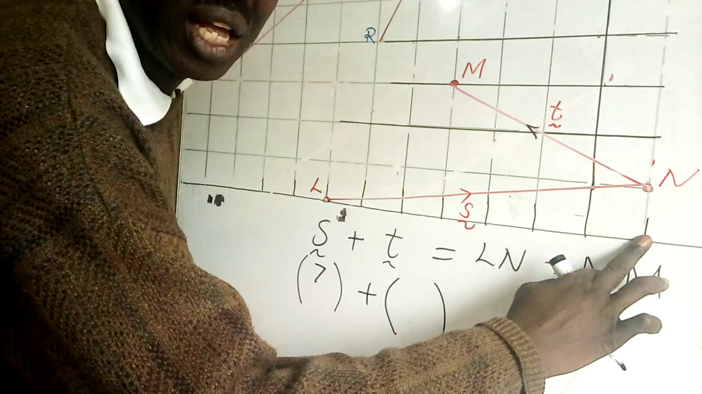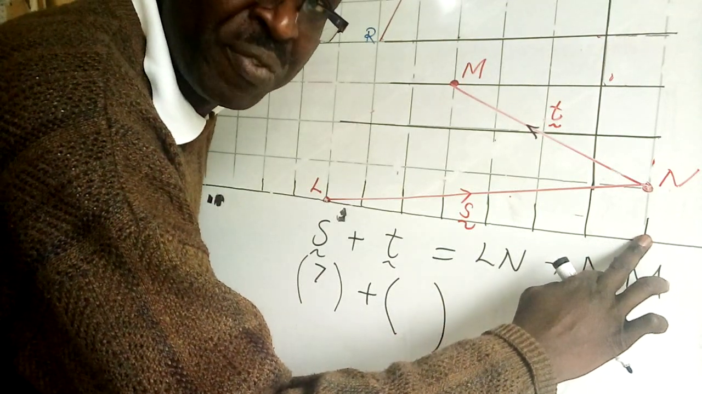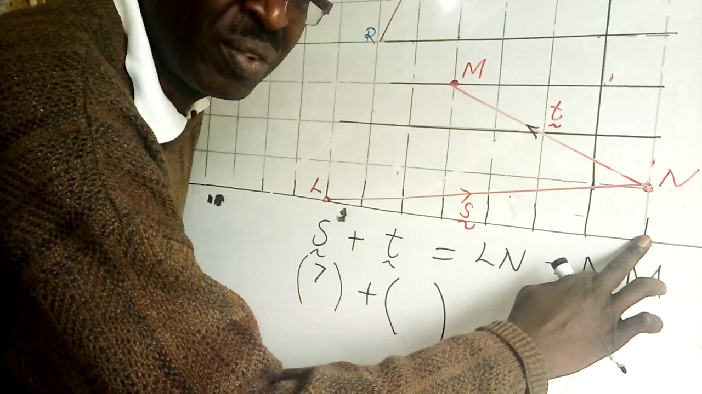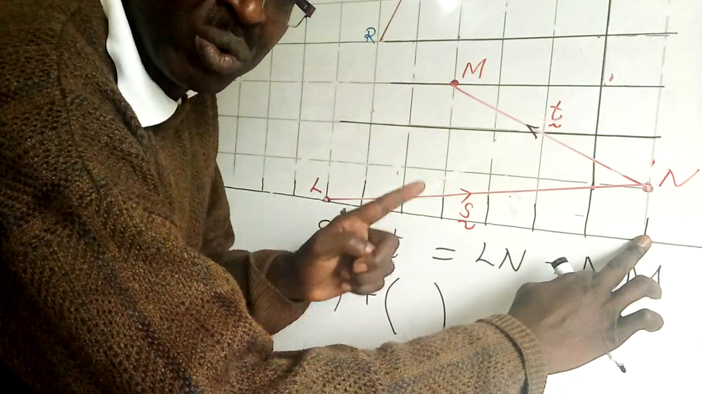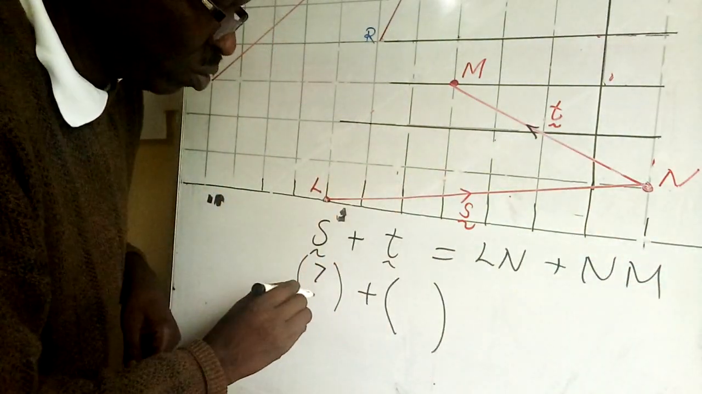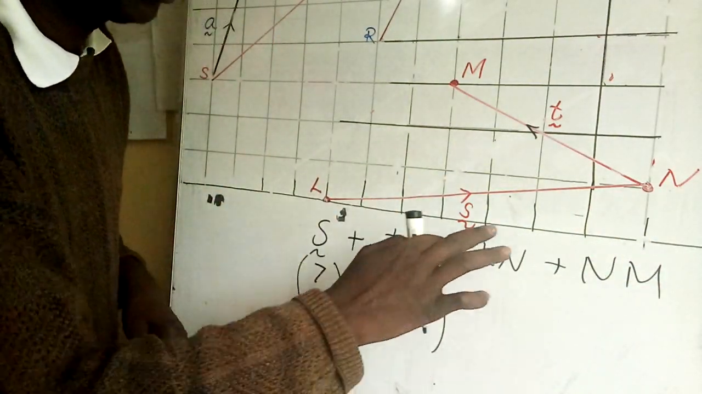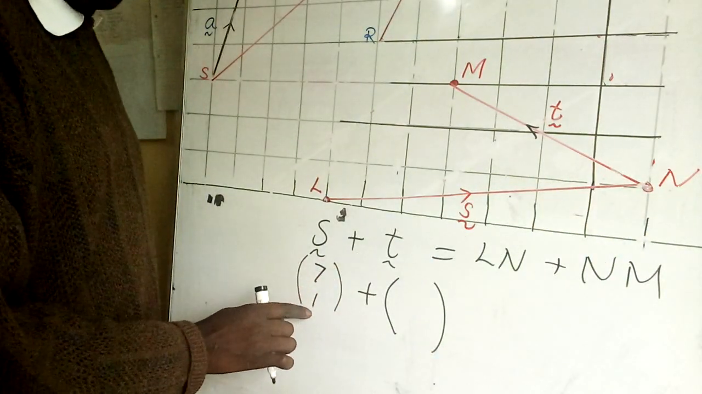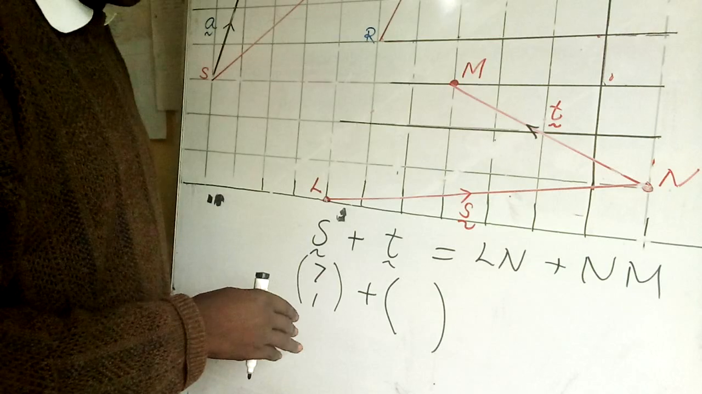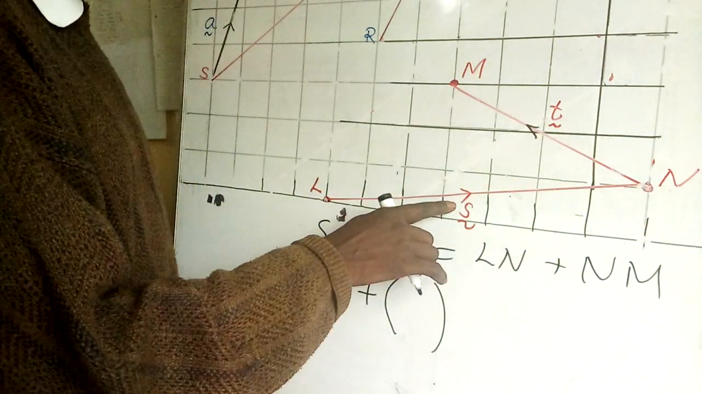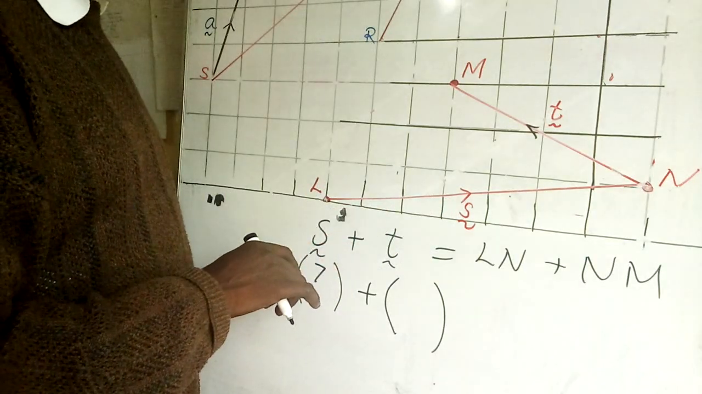Now I'm here. If I reach this point, the next question you ask yourself, will you go up or down? I can't go down because N is up. So I go up by 1 step. I'm already here. So this movement 7, 1 written in column form represent L, N or just vector S.